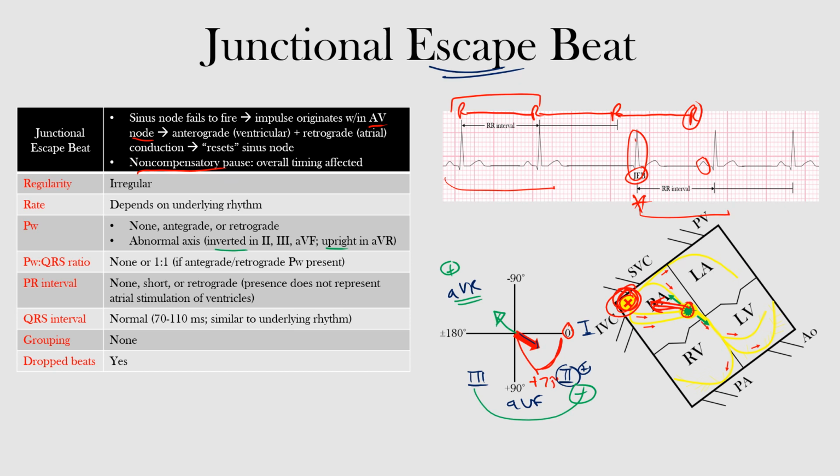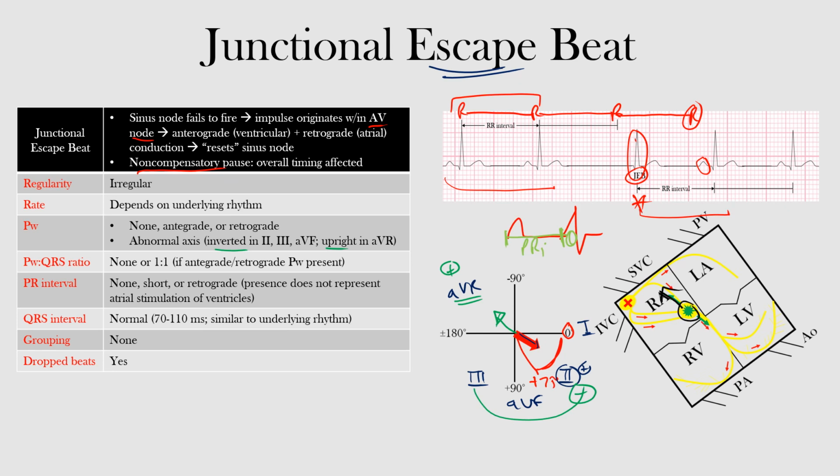Now, in terms of the PR interval, again, if it's buried within our QRS complex, we won't have one, because remember, our PR interval goes from the P wave up until our QRS complex. So this is our PR interval, and if the P wave is buried within here, we're not going to actually have one. Now, if you do see a PR interval, you should note that it does not represent atrial stimulation of the ventricles. In other words, it doesn't mean that the atria are firing and traveling through into the ventricles. Instead, the origin is coming from the AV node, as we mentioned here, and traveling retrogradely.